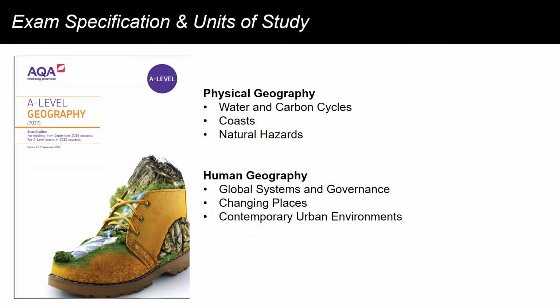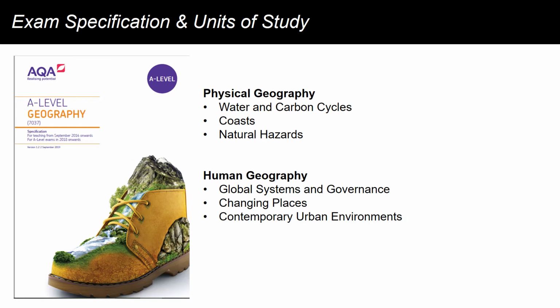Here at Ash Green, we follow the AQA specification for A-Level Geography. This is a very balanced specification between human and physical geography with 3 units in both elements. Physical geography looks at water and carbon cycles, which links very nicely to other subjects including biology, and gets us to really consider how water and carbon are important cycles to our lives and how they operate around the world.